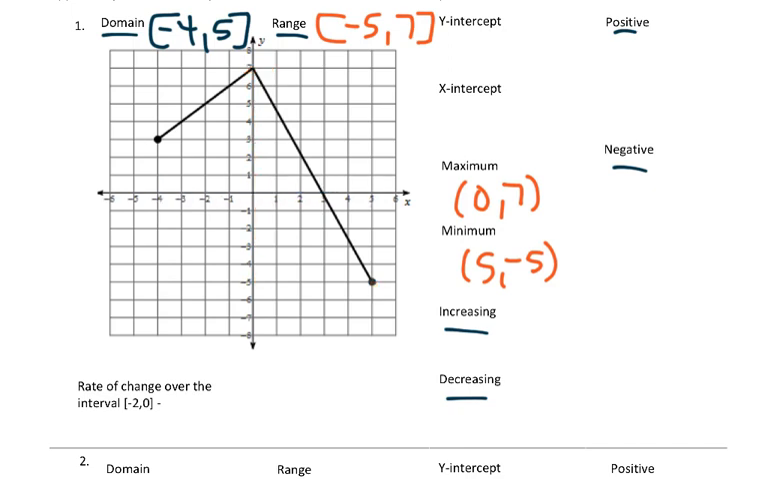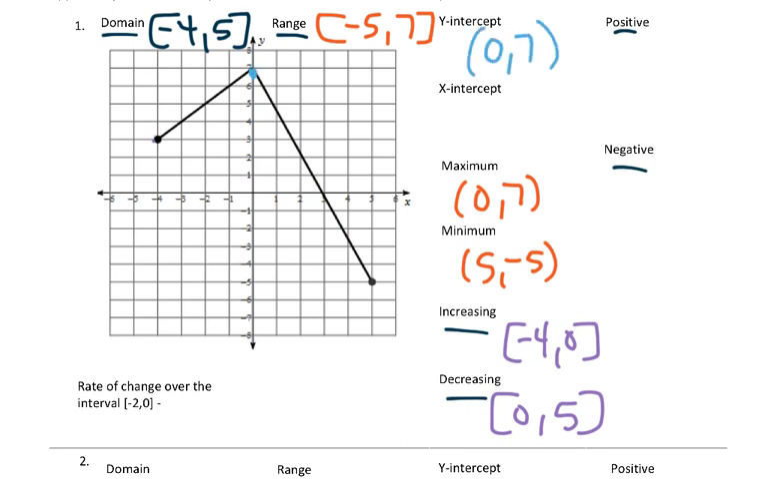Then we've got our increasing and decreasing. We always look left to right, so it's increasing as we go left to right. From -4 to 0, it's increasing. Then the rest of the way, it's decreasing. So it'll start decreasing at 0 until we get to x equals 5. Now, I should have also noticed my y-intercept, which is right there at (0, 7). My maximum is also my y-intercept, and that can happen.